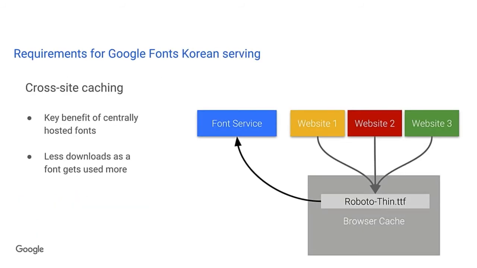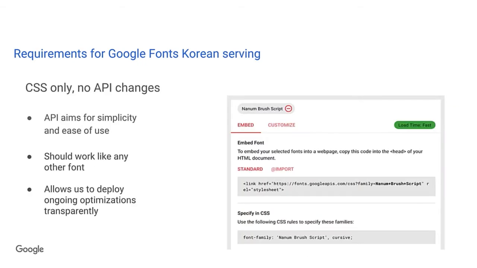All right, so then we wanted to set out some requirements for what our Google Font Serving solution should satisfy. The first big thing is we need it to support cross-site caching. This is one of the key benefits of a centrally hosted font service. What this actually means is that you can have one copy of a font cached and then reused across many websites. So, in that way, the more times a font's used across the web, the faster it's going to be for everybody.